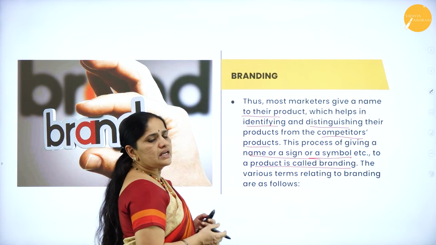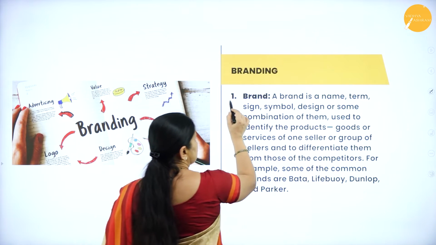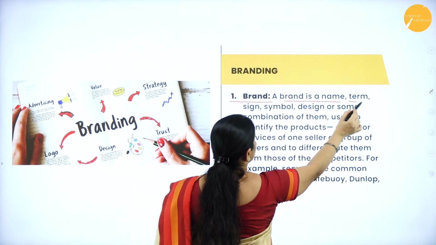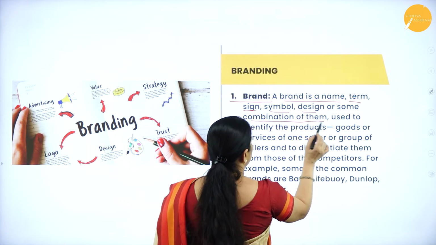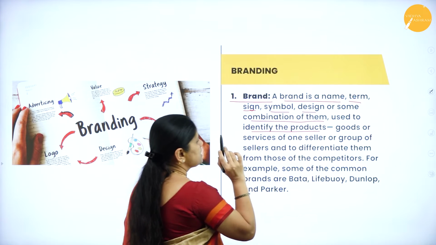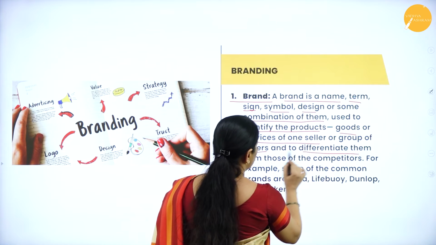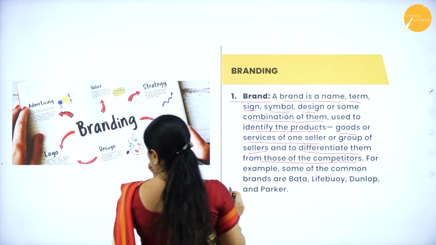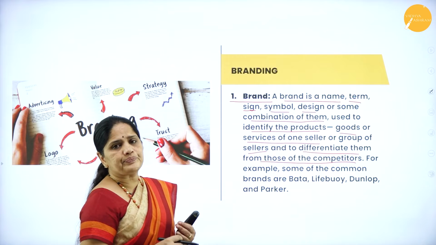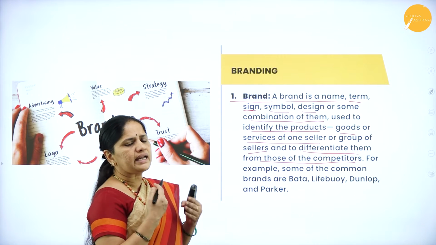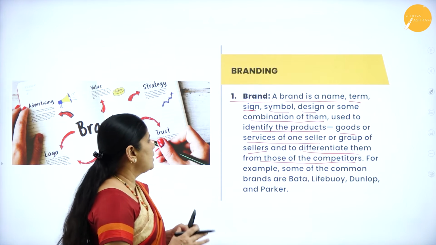Let us see what are the various terms relating to branding. The first one is the brand. A brand is a name, term, sign, symbol, design, or some combination of them used to identify the products, goods, or services of one seller or a group of sellers and to differentiate them from the competitors. Whatever we give to the public to identify that product will be called the brand.